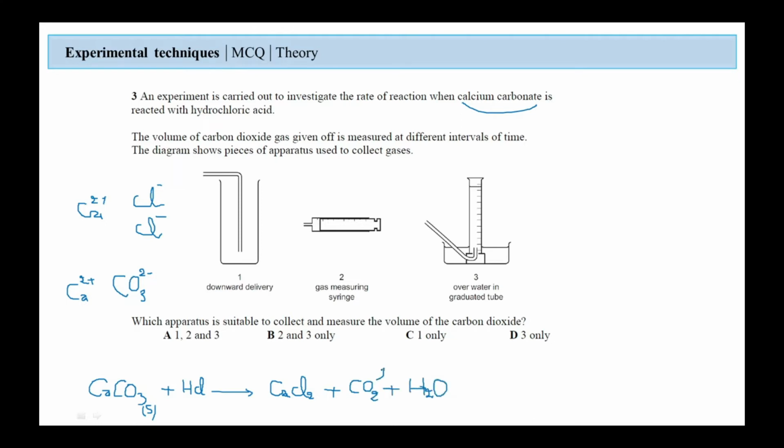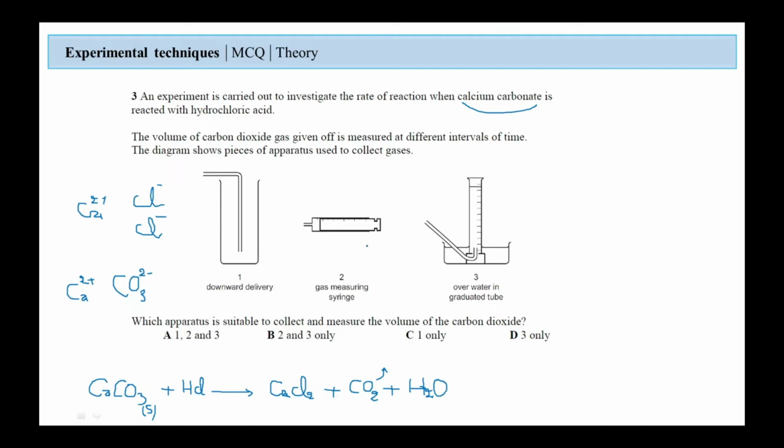So here the gas generated during this reaction will be collected. The volume of carbon dioxide gas given off is measured at different intervals of time. The diagram shows pieces of apparatus used to collect gases. One, downward delivery. Two, gas measuring syringe. Three, over water in graduated tube.